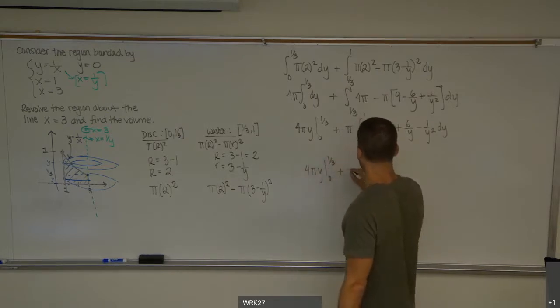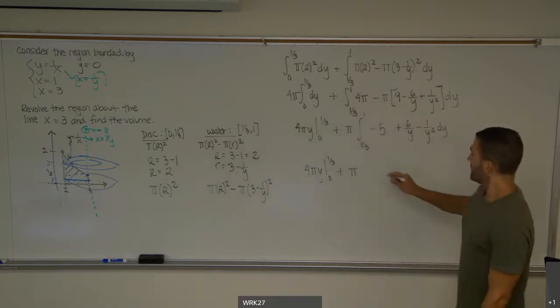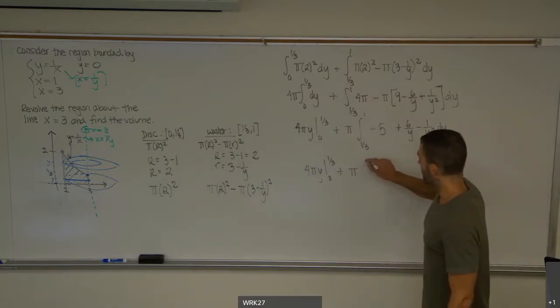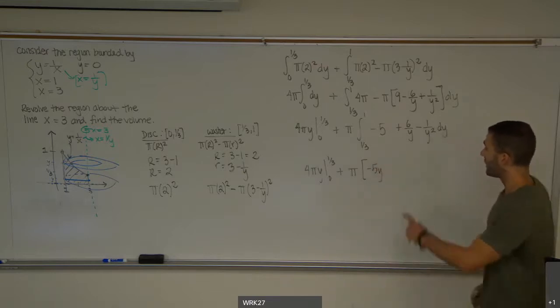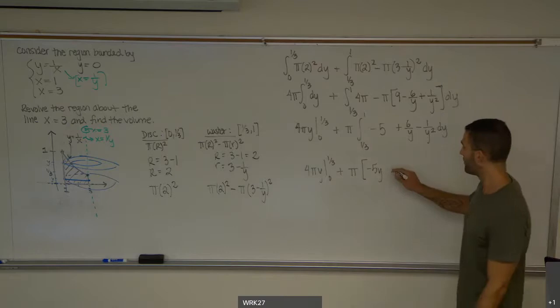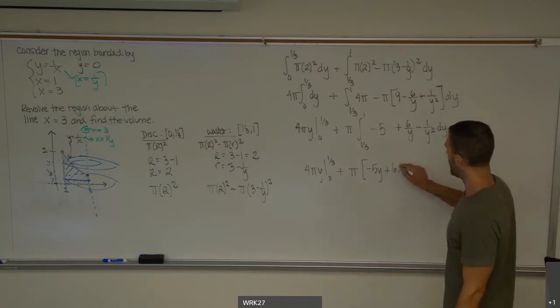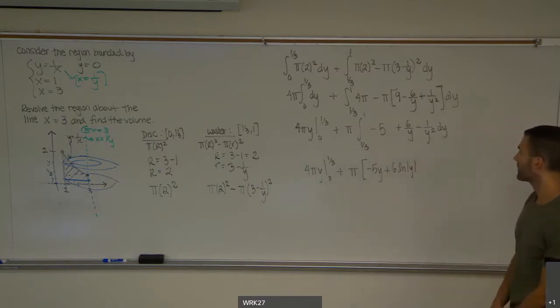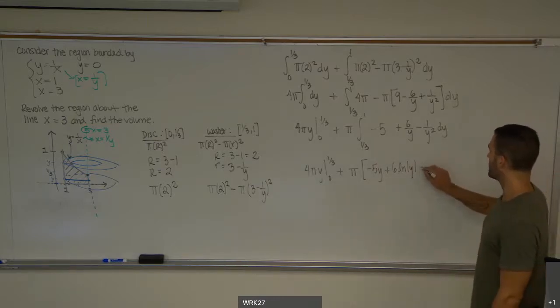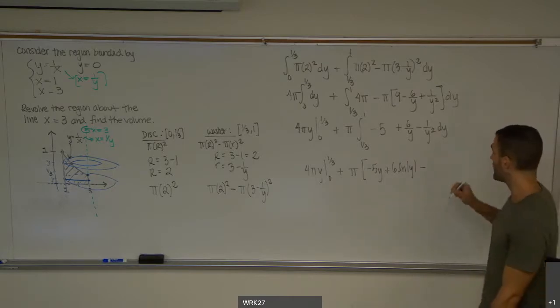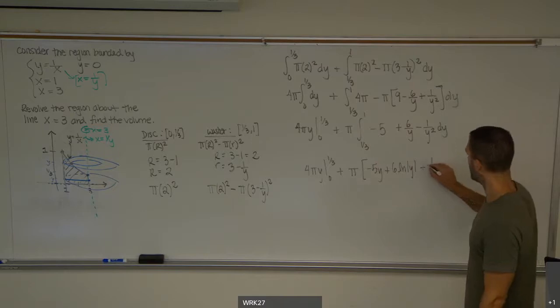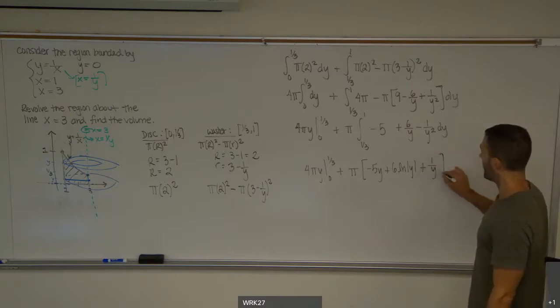Plus pi times, okay, now the antiderivative here. We get -5y. Remember, the antiderivative of 6 over y is plus 6 ln of the absolute value of y. And minus the antiderivative of 1 over y squared, that's not ln, that's the power rule, so that's -1 over y, so now plus 1 over y. Evaluated from 1/3 to 1.